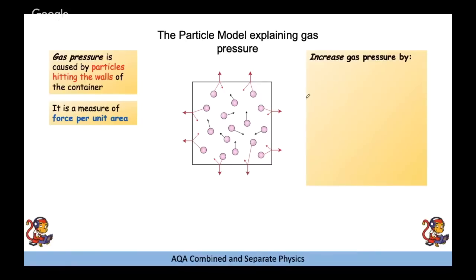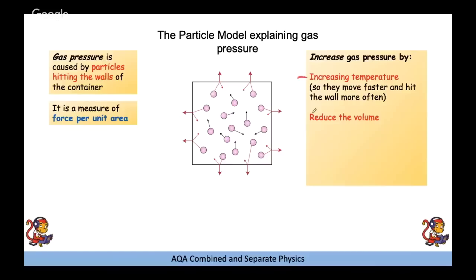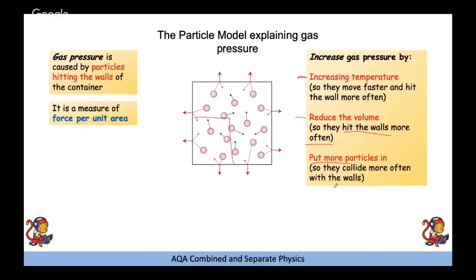Well, I'm going to need to increase the temperature. Why? So they move faster and hit the wall more often. Reduce the volume, so I make the box smaller with the same number of particles in it. Why would that increase the pressure? Well, what is the pressure? It's the particles hitting the wall. So it must be because they hit the walls more often per unit area. And I can also put more particles in. Why would that increase the gas pressure? Well, because the particles are hitting the wall more, okay, because there are more of them.